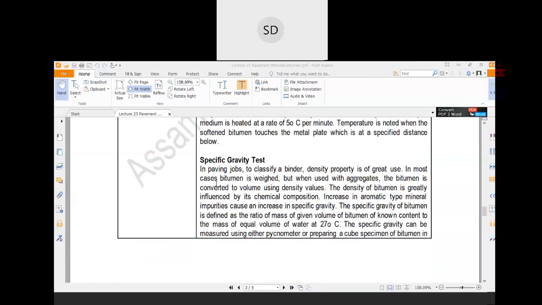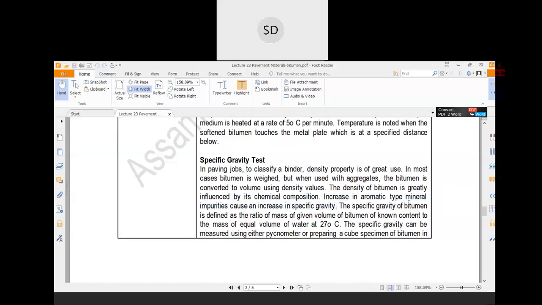Now, in most cases, bitumen is weighed, but when used with aggregates, the bitumen is converted to volume using density values. The density of bitumen is greatly influenced by its chemical composition, what type of composition it does have. An increase in aromatic type mineral impurities causes an increase in specific gravity. If there are any impurities, it will cause the density to increase.